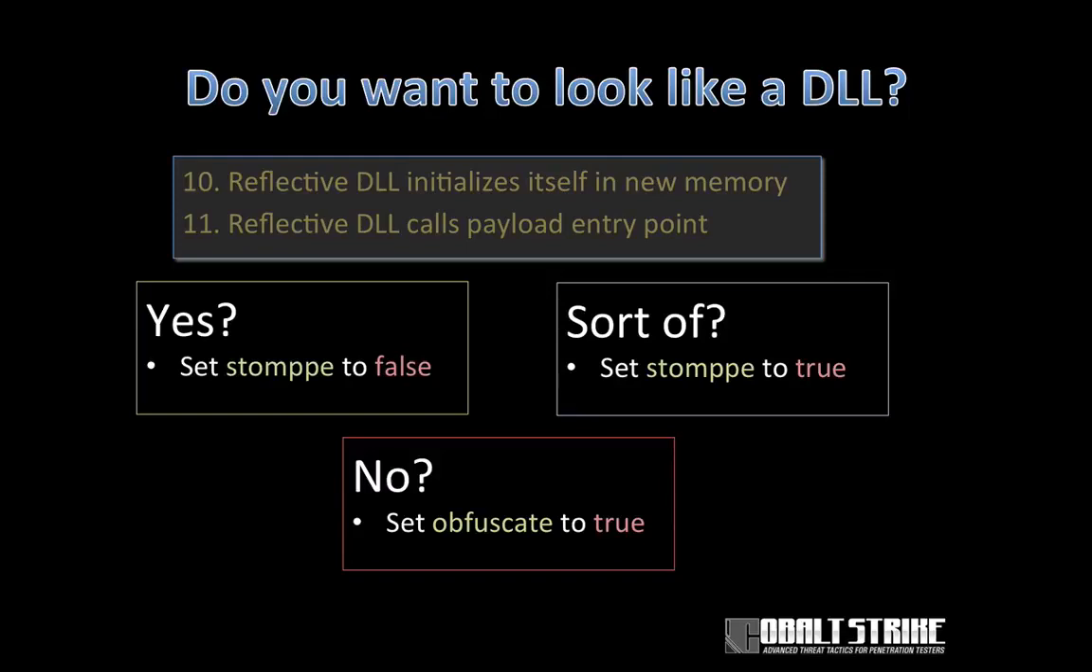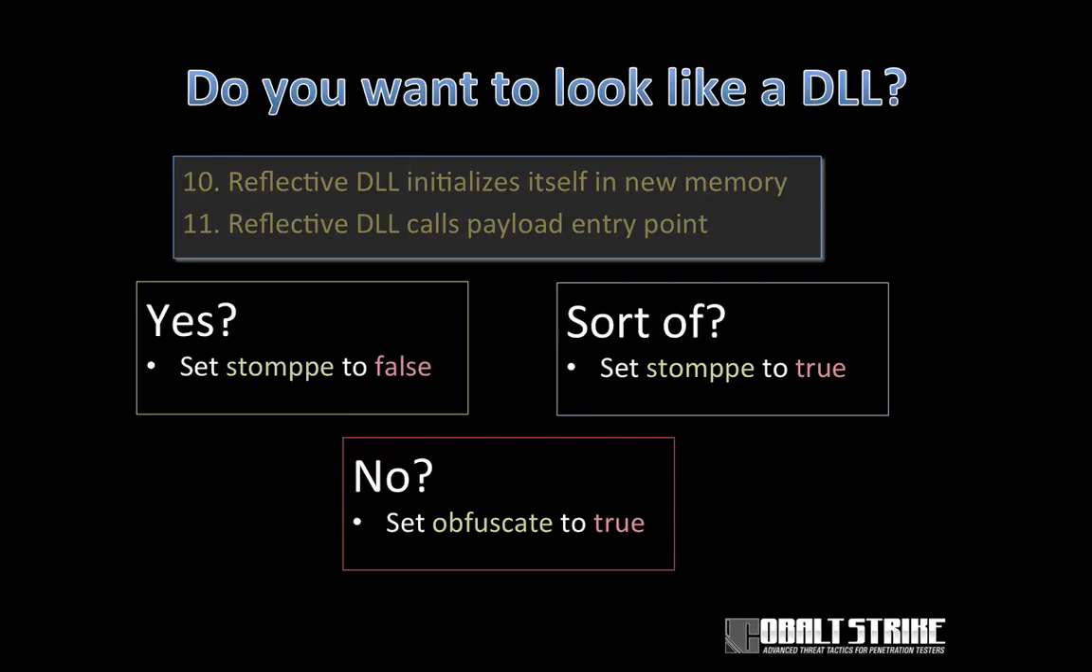Right after the reflective loader initializes beacon in its new memory, and right before it passes execution to beacon, the reflective loader has an opportunity to apply an obfuscation. Here is our opportunity to decide, do we want to look like a DLL or not? If we really want to look like a memory-injected DLL, then set the stomp PE option to false. When this option is set, the reflective loader will do no obfuscation. It will just leave your DLL alone.